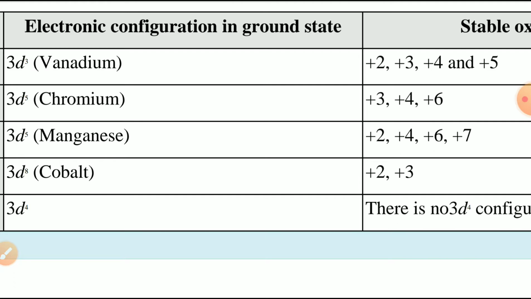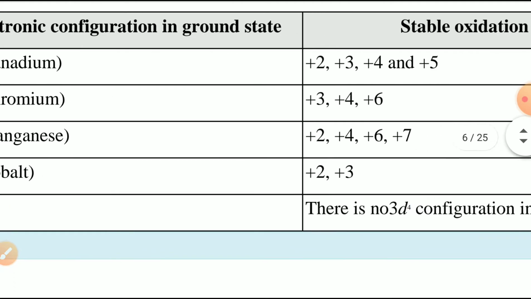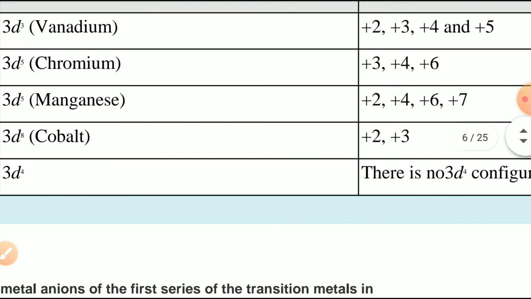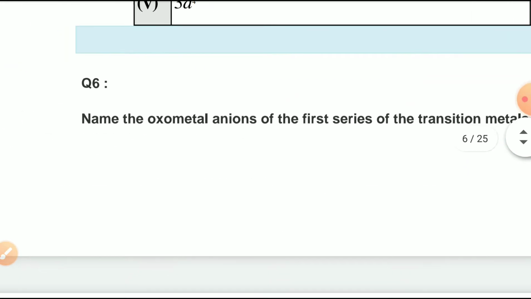Then 3d5 manganese, it's showing plus 2, plus 4, plus 6, and plus 7. 3d8 for cobalt is showing plus 3 and plus 2 configuration. 3d4, so there is no 3d4 electronic configuration in the ground state. Okay, so that is the answer.